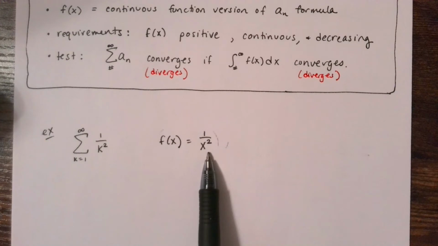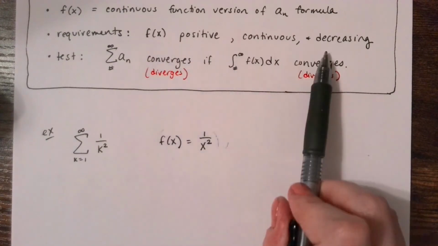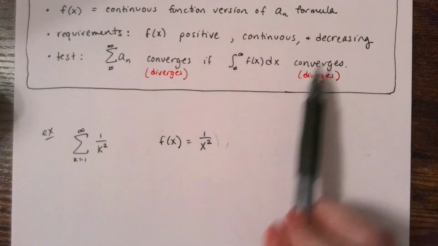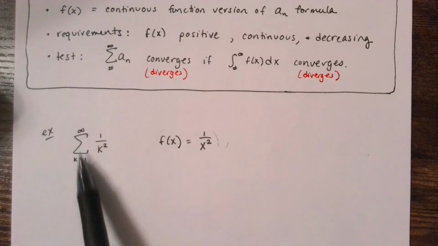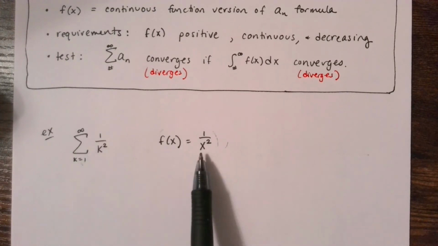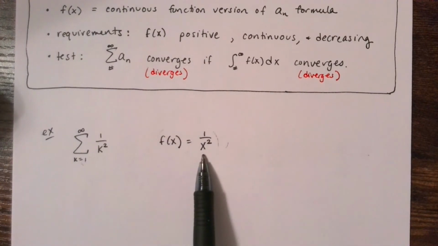Okay. So we want to decide, does the integral test apply? We have to meet these three requirements. Is your function positive, continuous, and decreasing, at least on 1 to infinity? Anything that happens to the left of 1 we don't care about. All right, so is it positive? Yes. 1 over x squared is always positive no matter what, so we're good there.